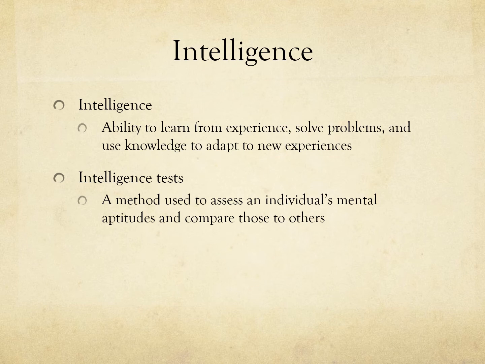So what is the definition of intelligence? That's what these notes are. It's the ability to learn from experience, solve problems, and use knowledge to adapt to new experiences. The key word here is the ability. Intelligence isn't how much you know, because maybe you just weren't exposed to the information that someone else was. So it's not necessarily fair to say, oh, you're more intelligent than them. You were just exposed more. So the key thing about intelligence is the ability to learn.